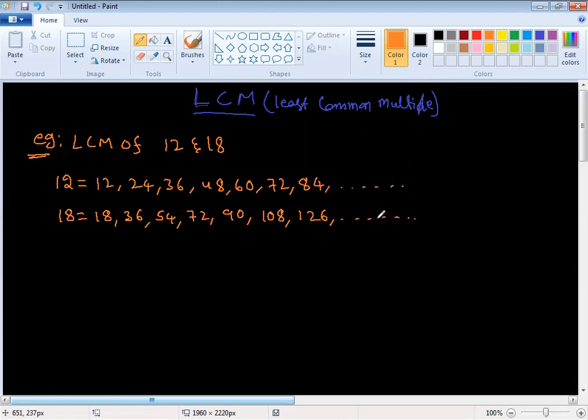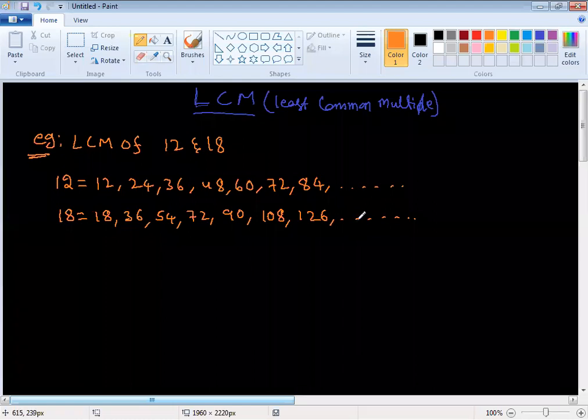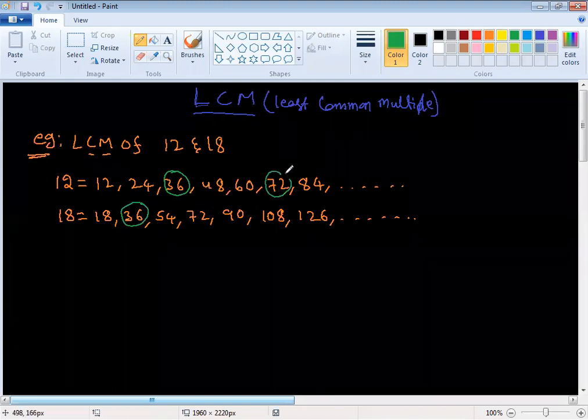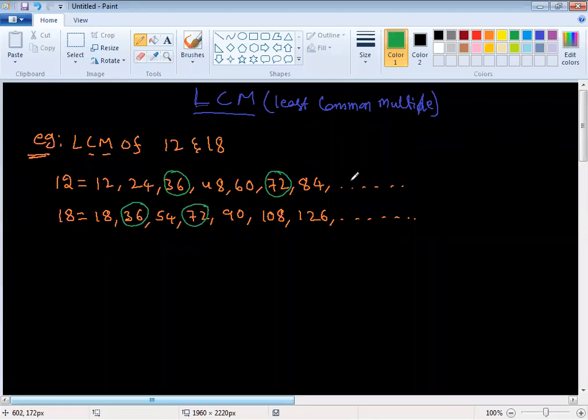These are called the multiples of given numbers. Here what? Common multiple, it should be least. First of all, check how many common multiples we have here. 12 no, 24 no, 36. 36 is one common multiple. Then continue, 48 no, 60 no, 72. 72 also one more common multiple. And after that you will get one more.